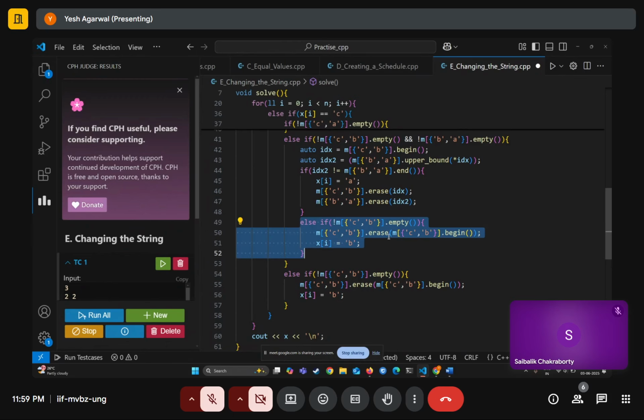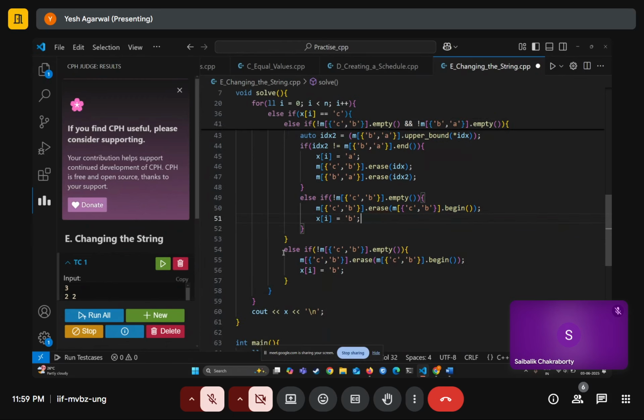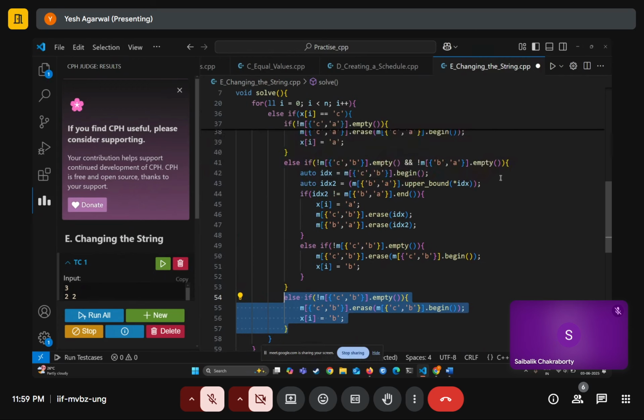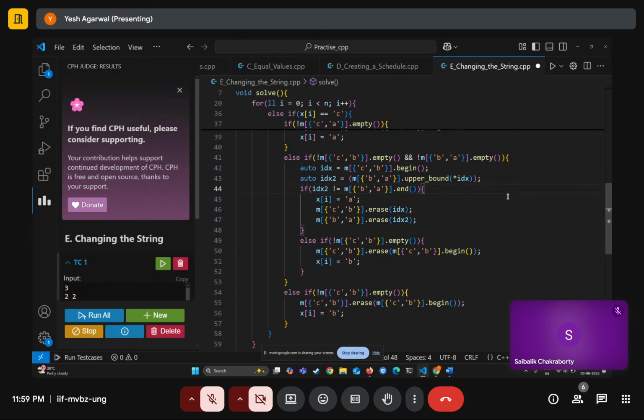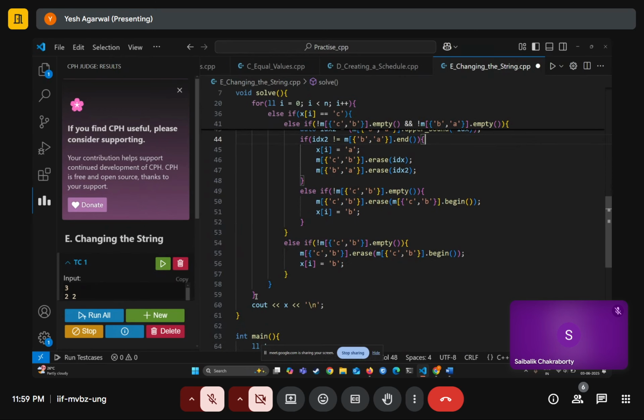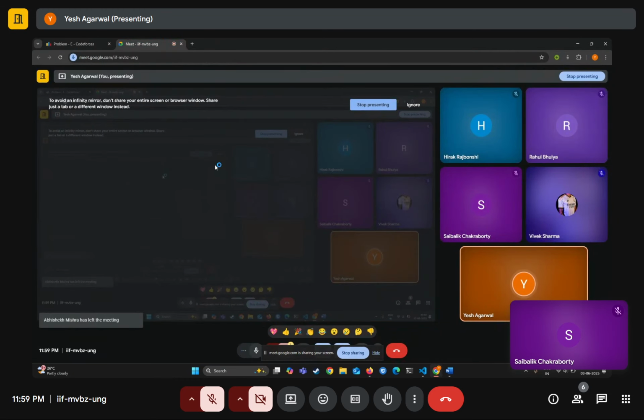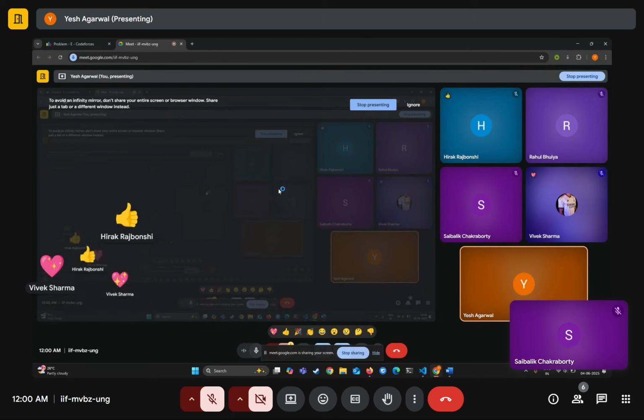So that's why I've added it. Else if this is possible, then we'll do it. Otherwise, we can check it outside also, just in case we can perform C to B, but B to A is not possible at all, entirely. There is no B to A, and we can do it like this also. Then we'll output the string. I hope the implementation and the logic part is clear. Thank you.